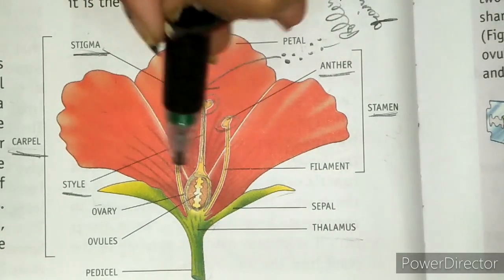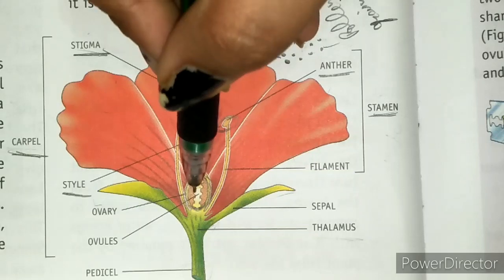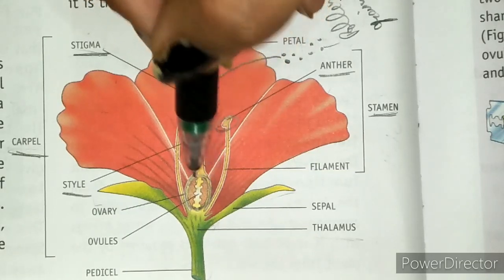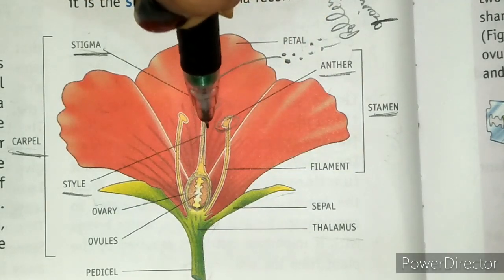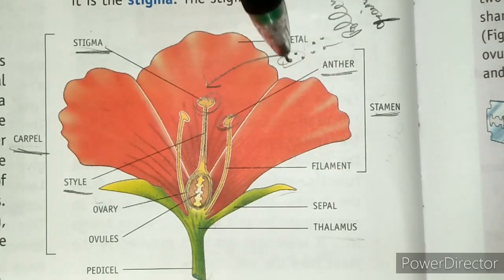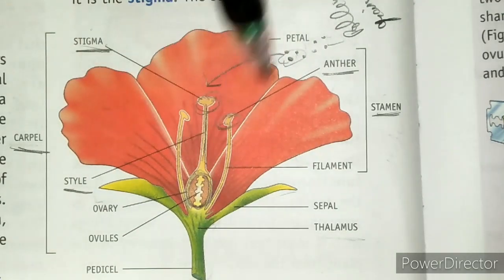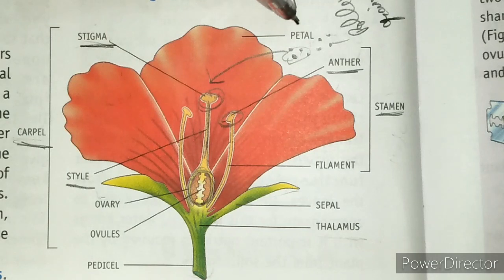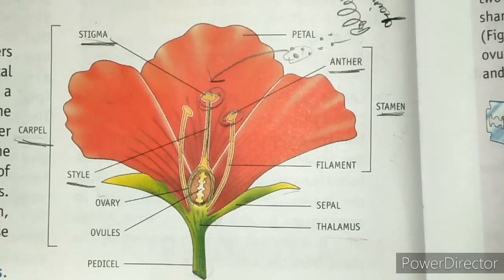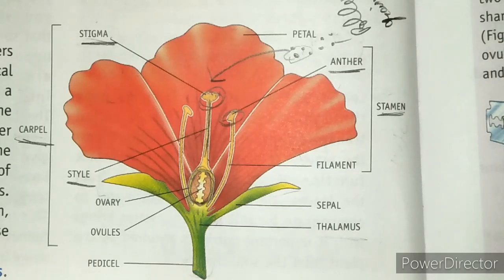Afterwards the female gametes of these ovules and the male gametes of these pollen grains fuse with each other, and after fusion the fertilization process occurs. Clear? So this is all about the 13th and 14th questions.